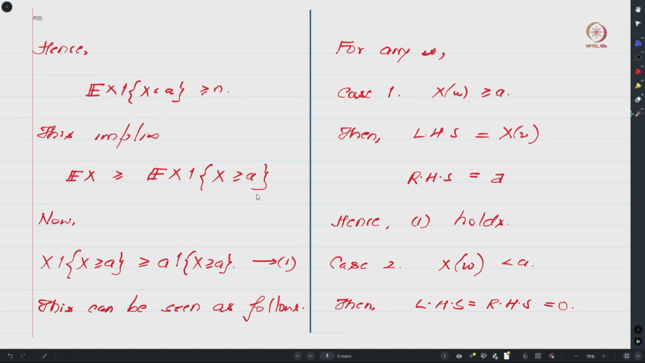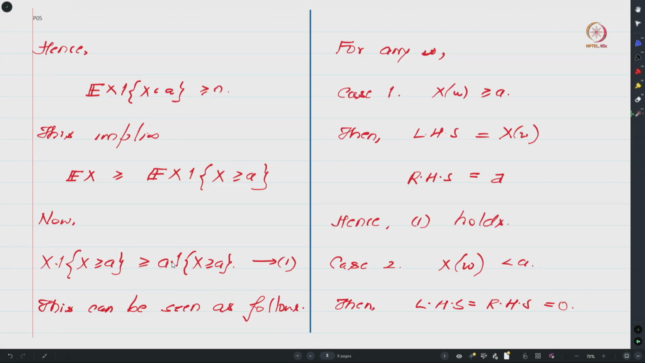Now what I am going to show is that x times the indicator x greater than or equal to a is bigger than this quantity. So let us see why this is the case. Again the idea is to break it down: this is a function on the left hand side, x times this indicator, and similarly this is a times this indicator. So you have some function on the left hand side and some function on the right hand side, and what we are claiming is that for every input omega, the left hand side is bigger than the right hand side. So let us see why that is the case.